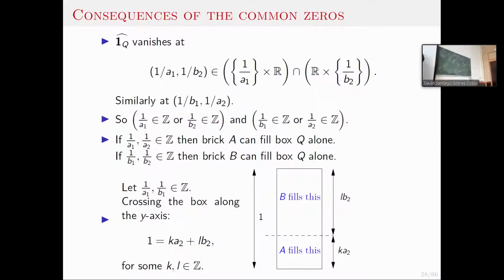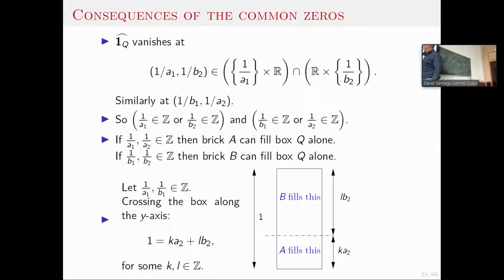Just draw any line going from bottom to top. You will be encountering, as you're going from bottom to top, either brick A or brick B. So you will be adding either a length A2 or length B2. And in total you get 1. Therefore, K is the number of A bricks you saw on the way, L is the number of B bricks you saw on the way, and that's equal to 1. This is true, therefore, for some K and L.